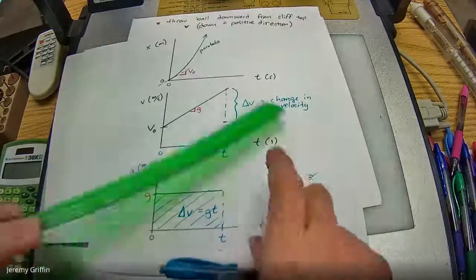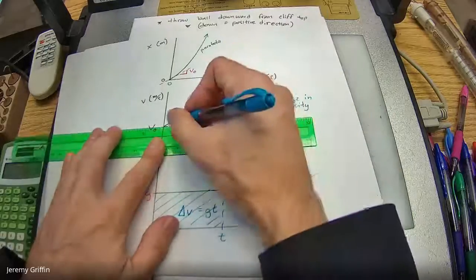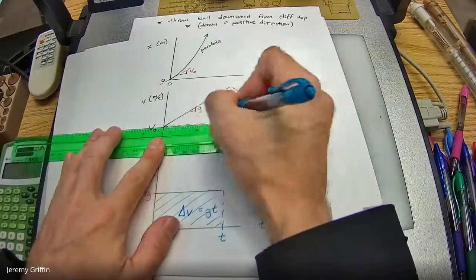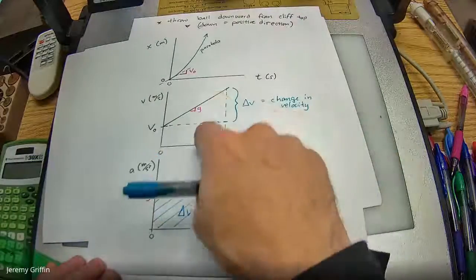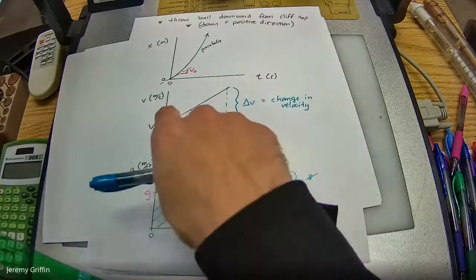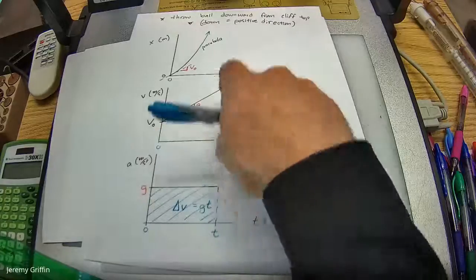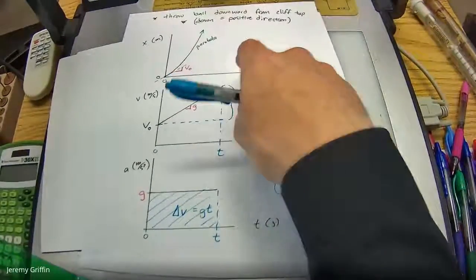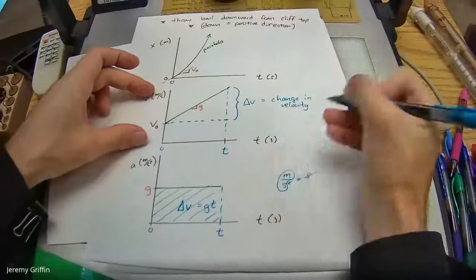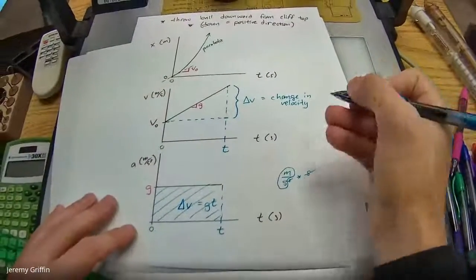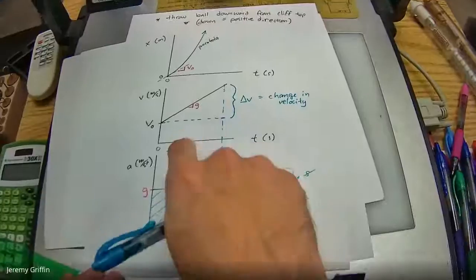In fact, I could split this up into two different shapes, couldn't I? See, this trapezoid is actually like a triangle sitting on top of a rectangle. You see it? Triangle sitting on top of a rectangle. And what property of v versus t leads you back to x? Also area. It has a height in meters per second, a base in seconds. If you do meters per second times seconds, you get back to meters, right?